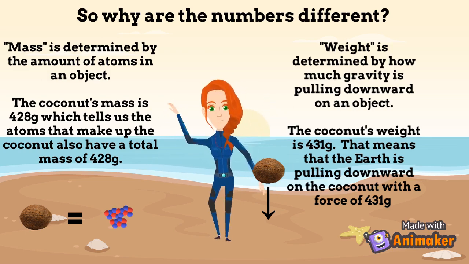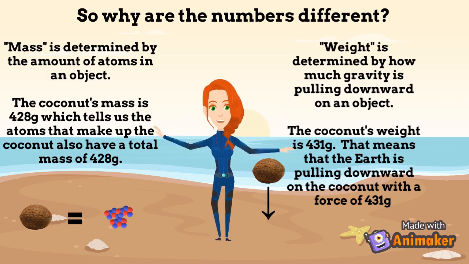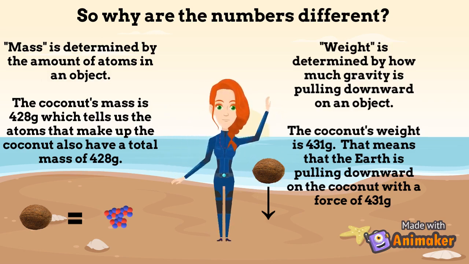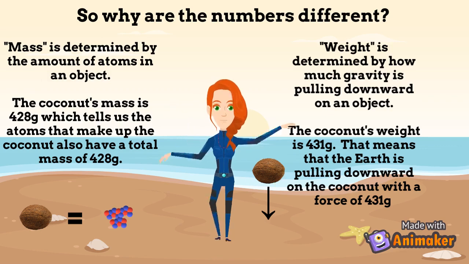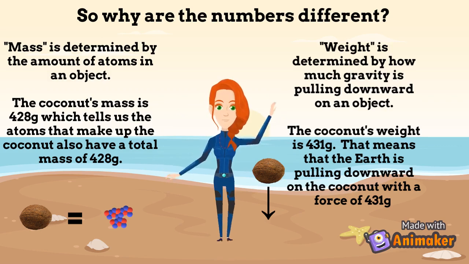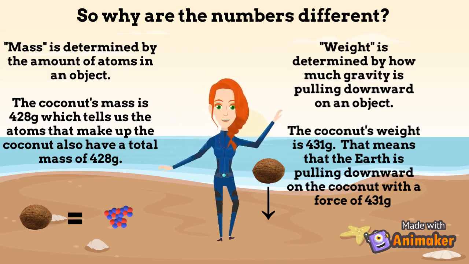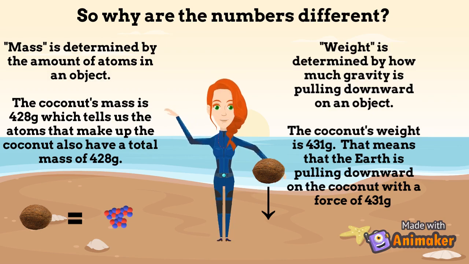Let me explain. Mass is determined by the amount of atoms in an object. So the coconut's mass is 428 grams, which tells us the atoms that make up the coconut also have a total mass of 428 grams. Now, weight is determined by how much gravity is pulling downward on an object. So the coconut's weight is 431 grams. That means that the Earth is pulling downward on the coconut with a force of 431 grams.